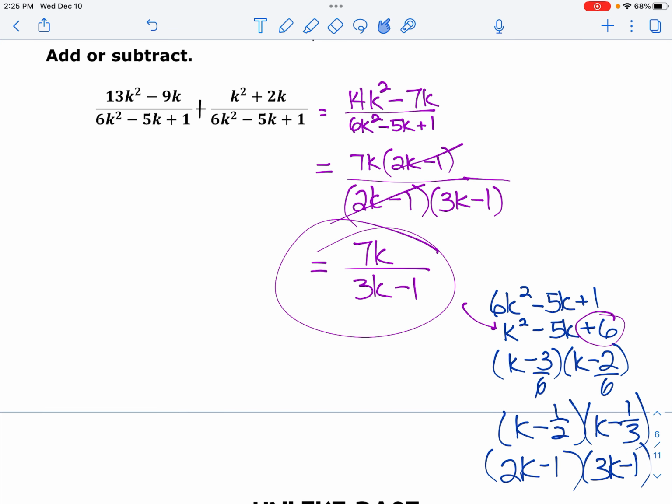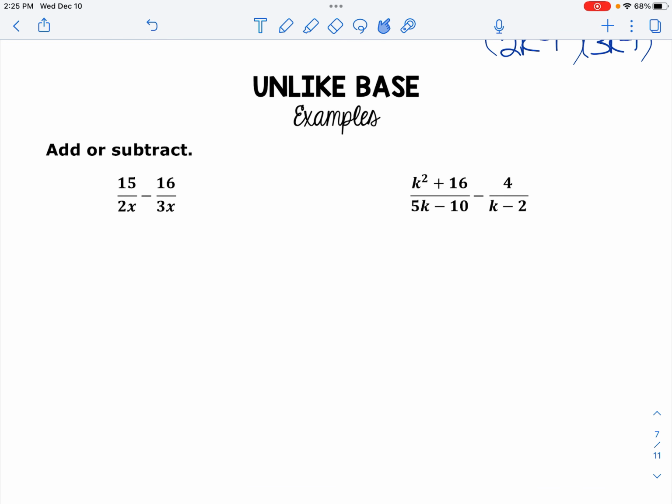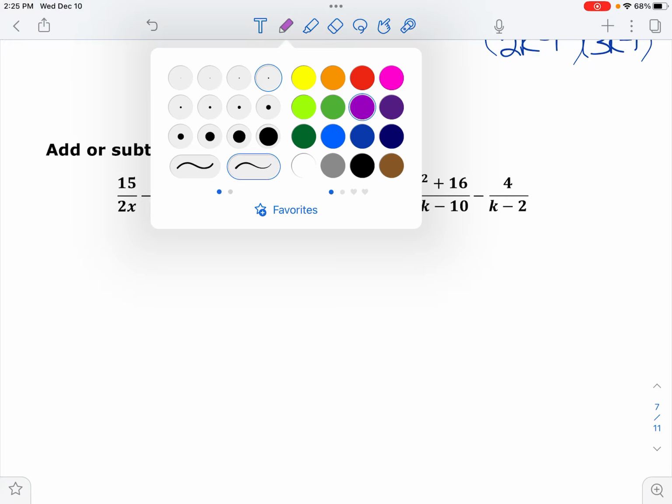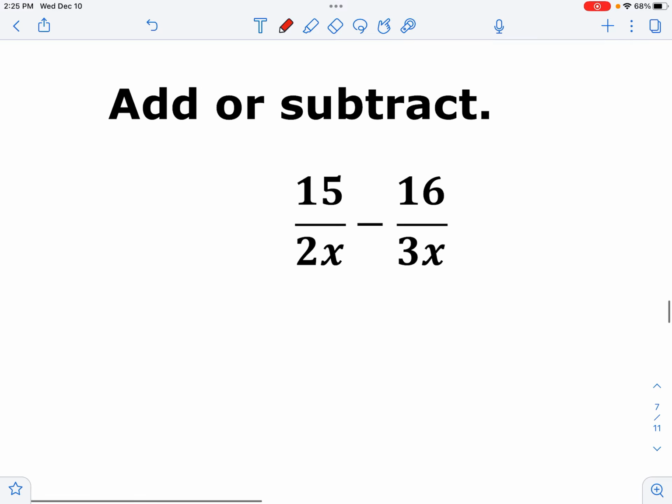Okay, so now that we have problems where we're adding and subtracting with common denominators down, let's talk about, all right, what if they don't have a common denominator? How does this work? All right, so let's start relatively simply with, I don't know, something like this. You can see I got a 2x and a 3x.